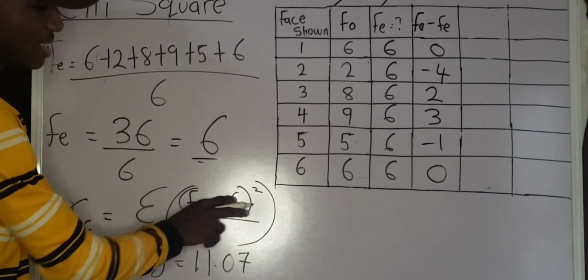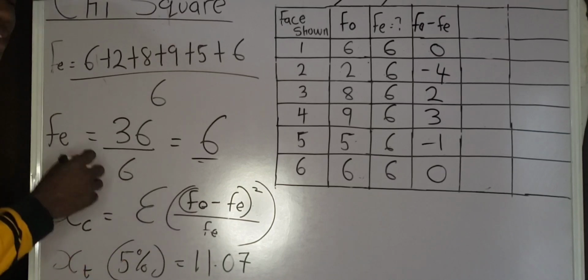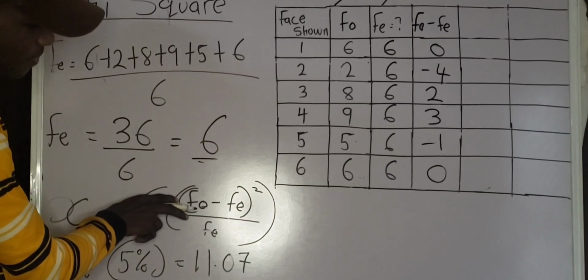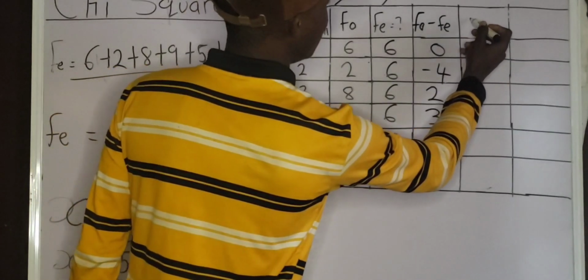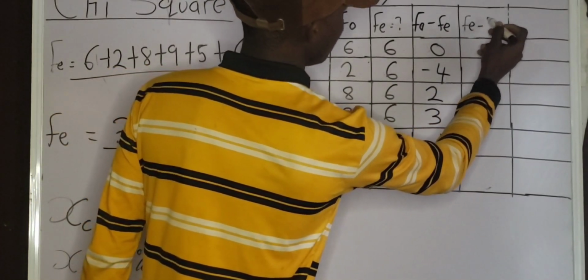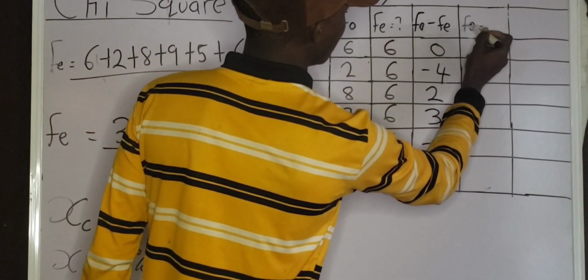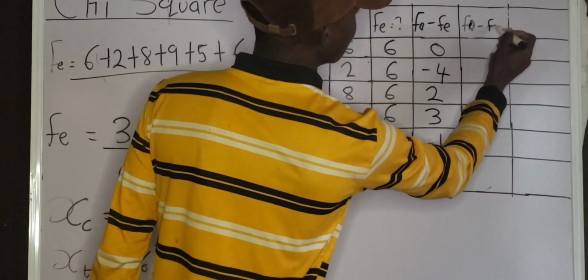Now from this formula, I still need to square the difference. I need to square the difference between the observed and the expected value. So the next column will be the observed value minus the expected value, squared.